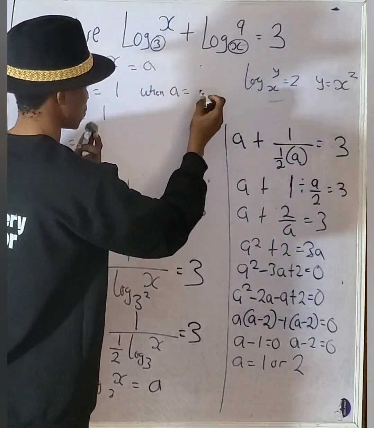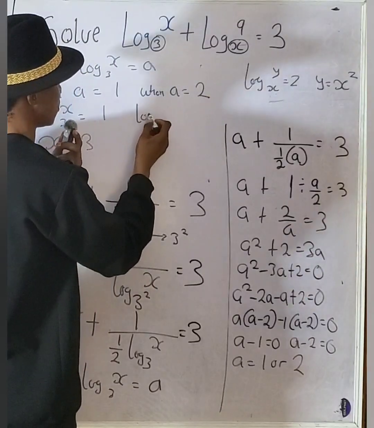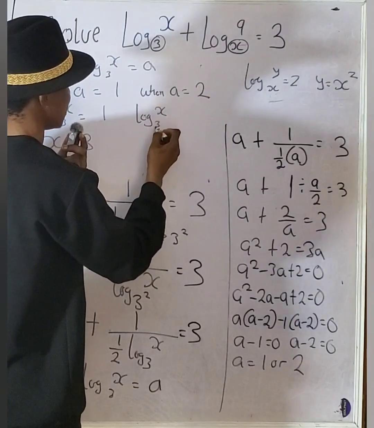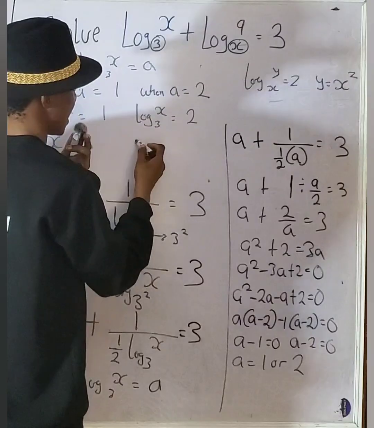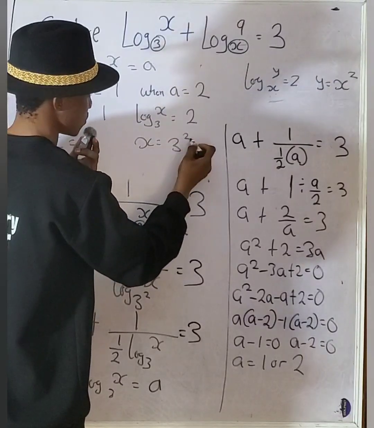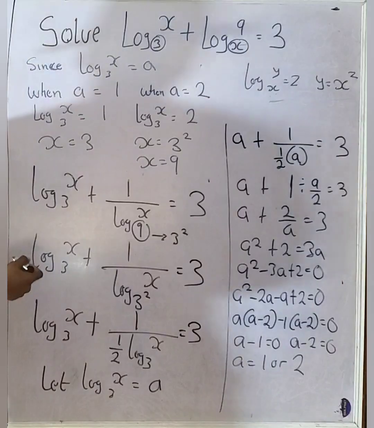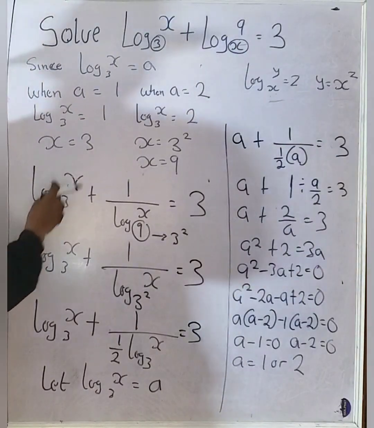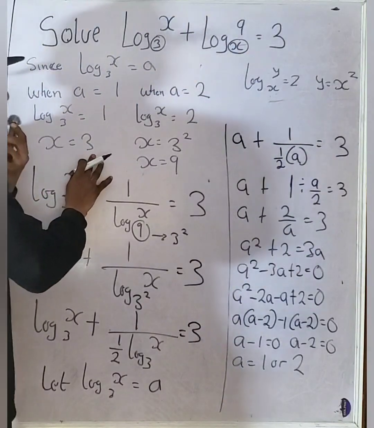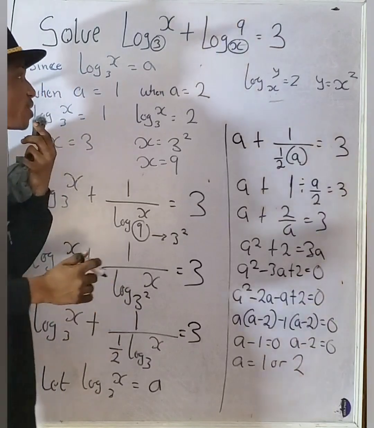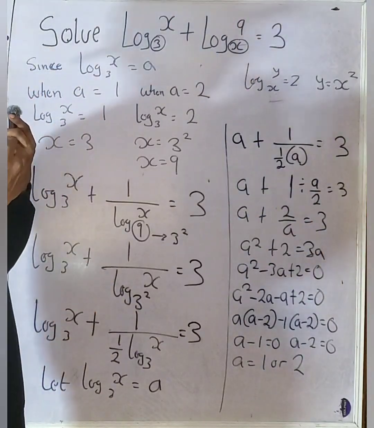Okay, for the second one, when a equals 2, we're going to have log x base 3 equals 2. x will be equal to 3 raised to the power of 2. x equals 9. So we have two values of x. The first value is x equals 3, and the second value is x equals 9. Okay, we can check maybe our values are correct.